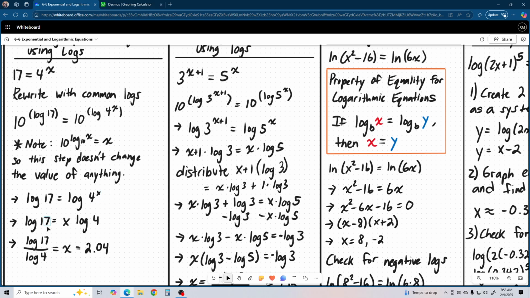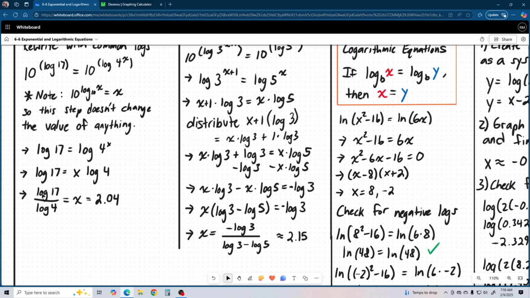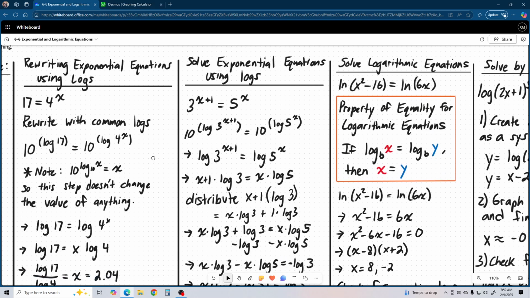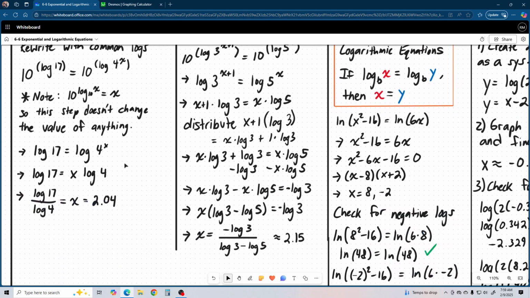So we're going to have log 17 equals x times log of 4. Well, if we're trying to get x by itself, which is the whole point, we would divide by log of 4, right? So log of 17 over log of 4 equals x, which equals about 2.04, right? So the point is, if we take the log of both sides of this, we can take the variable out of the exponent, and then we can actually solve for it.